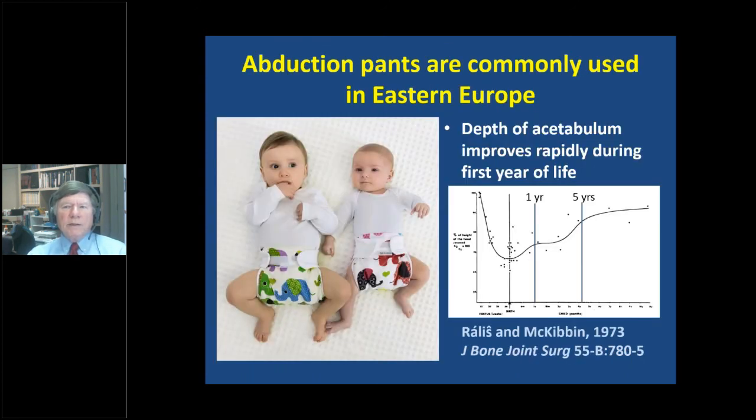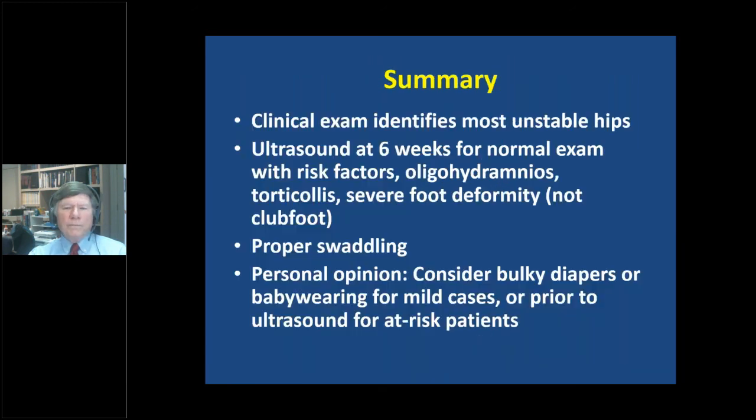Abduction pants are commonly used in Eastern Europe for the first few weeks of life. And you can see this is the depth of the acetabulum at birth. It's the shallowest at birth in order to allow the baby to pass through the birth canal. And it improves rapidly in the first year and then gradually in the next 4 years. So this first 6 months is the critical period of hip development. And for mild dysplasia, it may be worth investigating the use of bulky diapers.